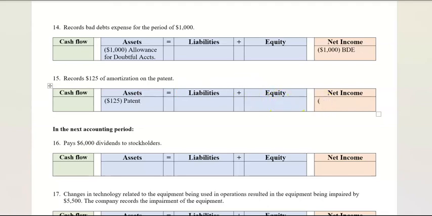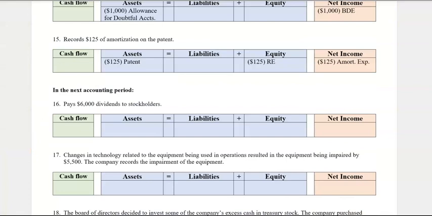The other side of this journal entry would be a decrease to net income. We would see the specific account amortization expense. And once that entry was closed at the end of the accounting period, we would see a reduction to retained earnings. The next entries will be recorded in a separate part 2 of this video.